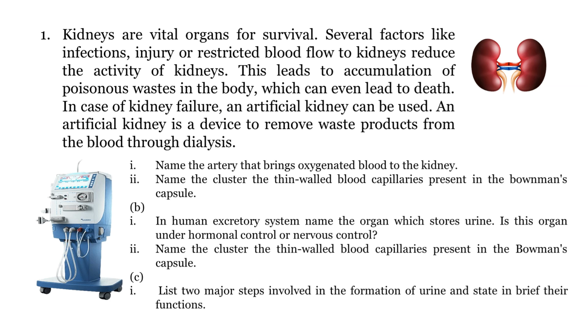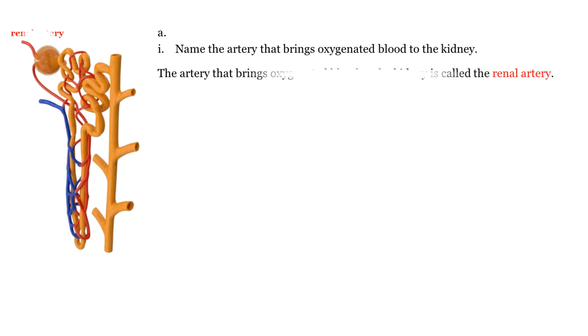We are going to attempt each and every question one after another. Let us move towards the first question. The first question says, name the artery that brings oxygenated blood to the kidney. Students, you are supposed to write the answer in this way. The artery that brings oxygenated blood to the kidney is called the renal artery, the artery that was explained earlier entering into the Bowman's capsule.